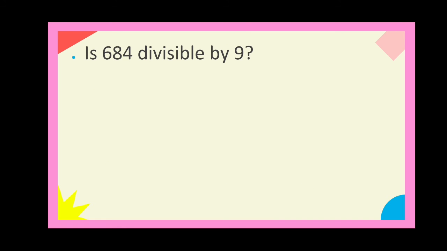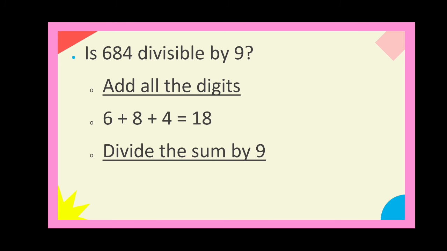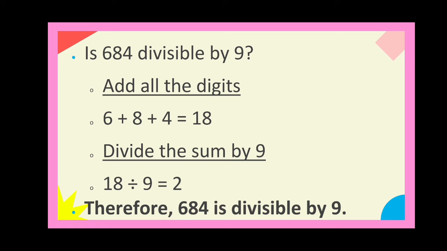Next example is 684. Is it divisible by 9? Add all the digits. 6 plus 8 plus 4 equals 18. Divide the sum by 9. 18 divided by 9 equals 2. So dahil walang remainder, that means 18 is divisible by 9 and the given number, which is 684, is divisible by 9.